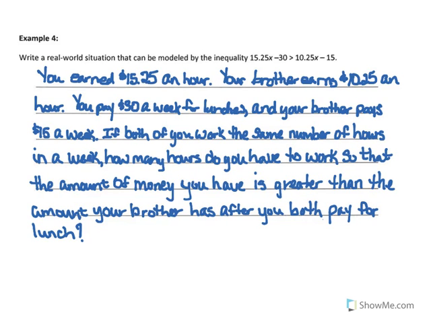And here's my real world situation to model the inequality. You earned $15.25 an hour. Your brother earns $10.25 an hour. You pay $30 a week for lunches, and your brother pays $15 a week. If both of you work the same number of hours in a week, how many hours do you have to work so that the amount of money you have is greater than the amount your brother has after you both pay for lunch?